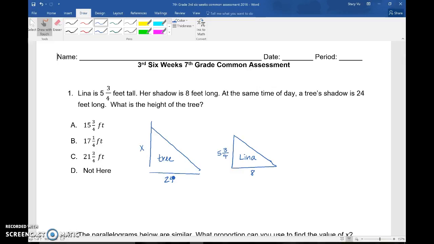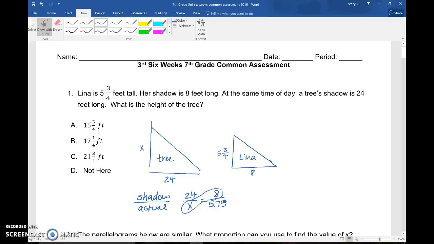So we have our pictures, so we can do this and identify our corresponding sides. We can also use the ratio of shadow over actual. So shadow for the tree is 24 feet, and we don't know the actual height. And the shadow for Lena is 8 feet, and her height is 5 3/4. So 5 3/4, I don't like working with fractions, so I'm going to go ahead and change it to a decimal. If there's a 4 on the bottom, I think about quarters, so there's 3 quarters, so that's 75 cents. So 5.75. Now I go ahead and do my cross product.